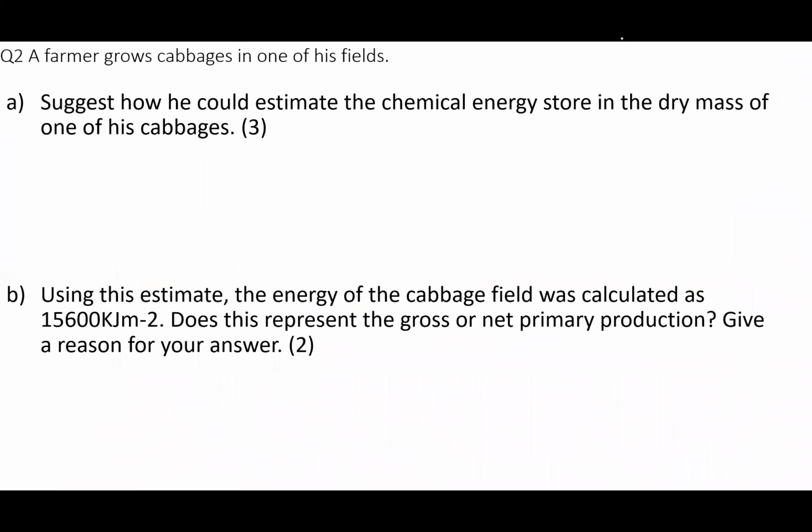Another question that we could get asked on this is here. So for question 2, a farmer grows cabbages in one of his fields. Suggest how he could estimate the chemical energy stored in the dry mass of one of his cabbages. So we're going to use, for example, in this one, the dry mass method. So he could dry out one cabbage, and you might want to say how. So for example, in an oven, that'll get you 1 mark.